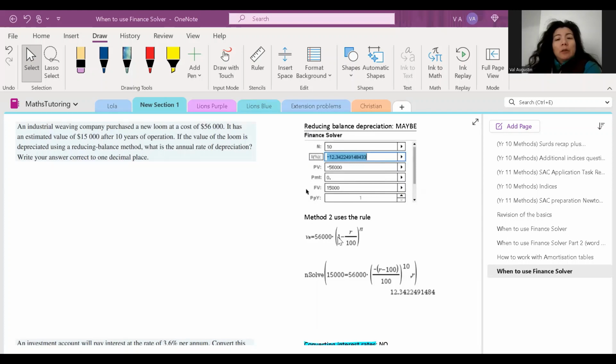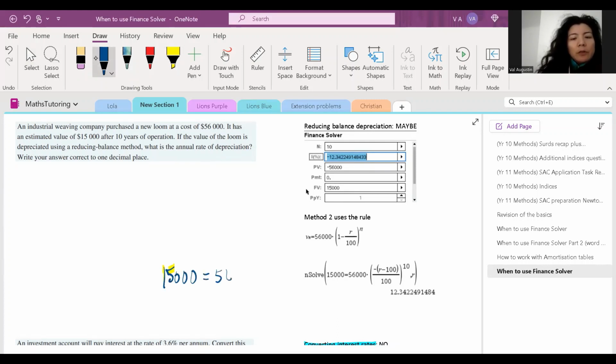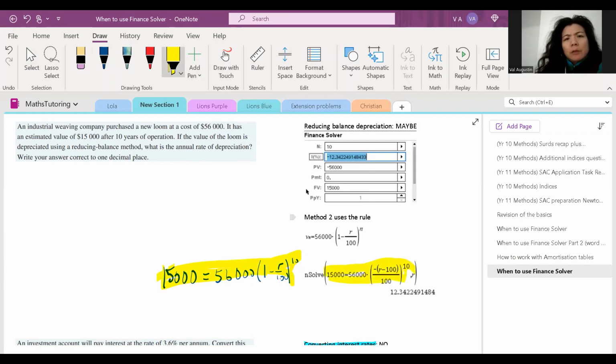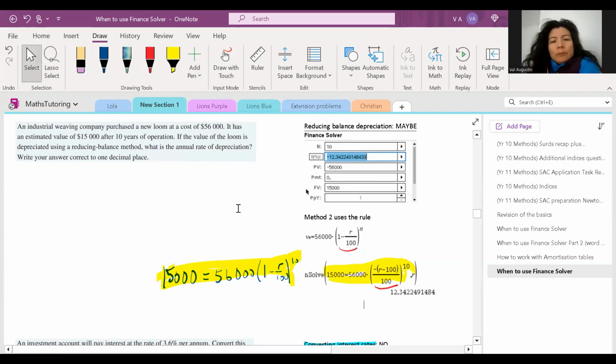You could do it the other way using the rule, Vn equals 56,000 bracket 1 minus r over 100 to the power of n. And then the equation that goes with that is 15,000 equals 56,000, 1 minus r over 100 to the power of 10. And then that's what I put into the equation here. This is what I put as my equation to solve in there, even though it looks funny because this part got mucked around, but it's actually the same. And then I solve with respect to r.